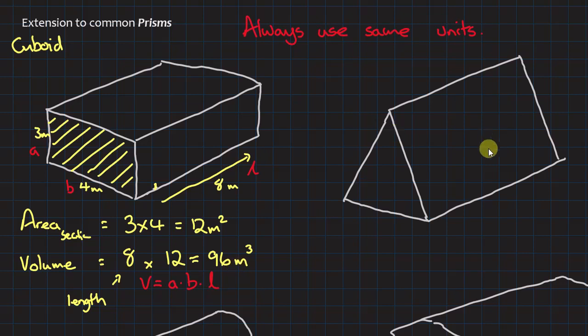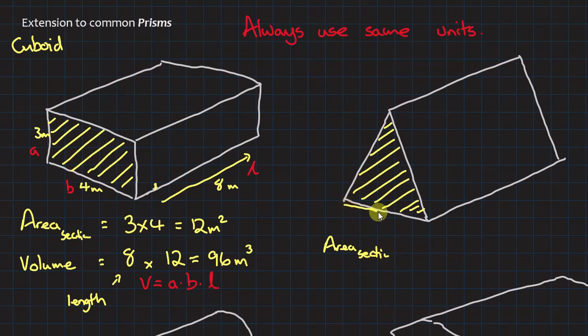Right, so what happens when we come onto a triangular prism? It's still got the same shape going backwards, so identify the cross section, a triangle in this case. And this time I need to know how to calculate the area of the triangle. Area of a triangle is half the base times the height.